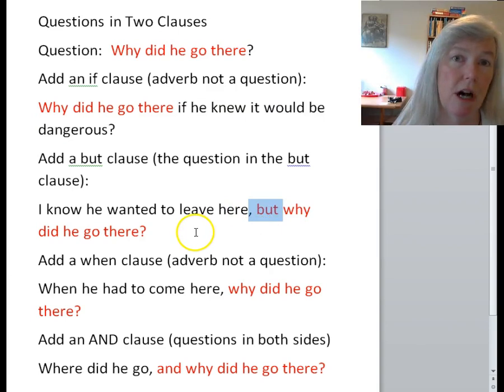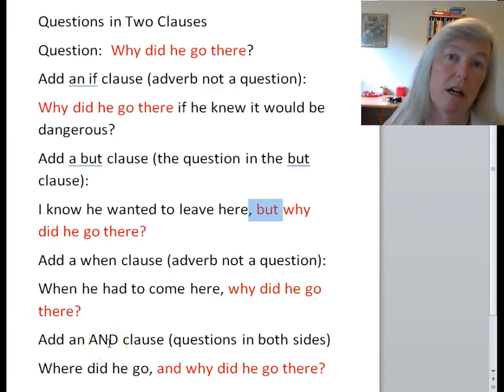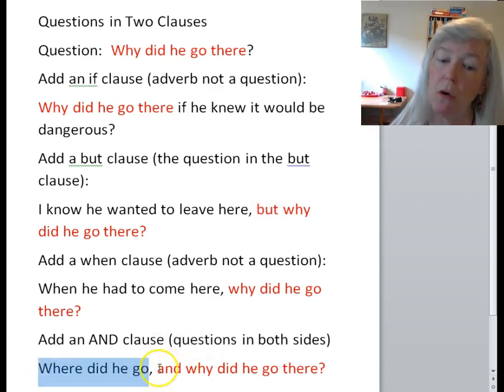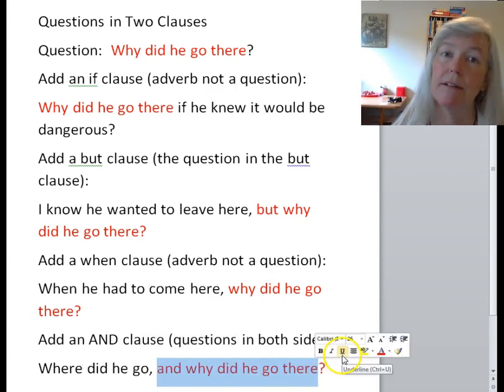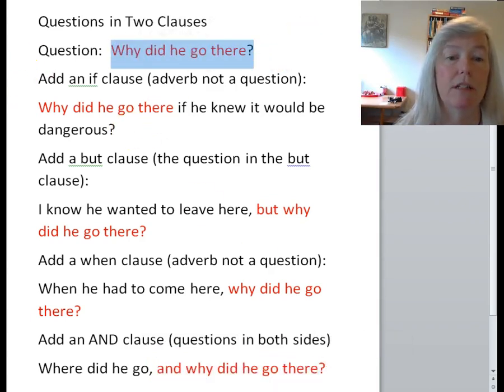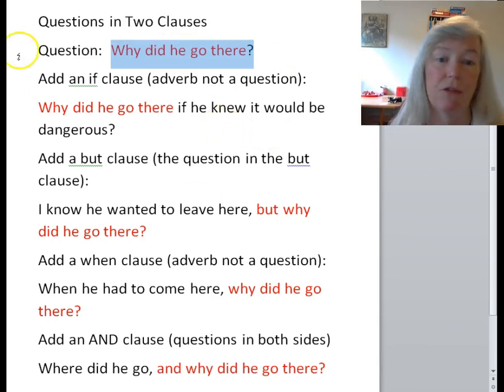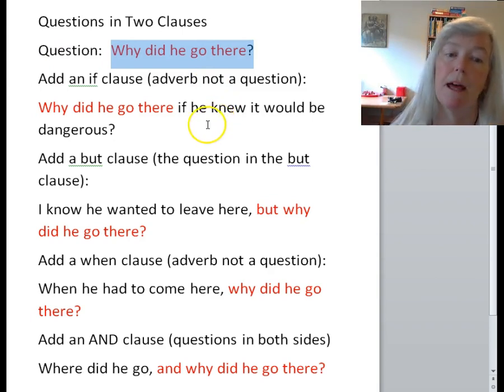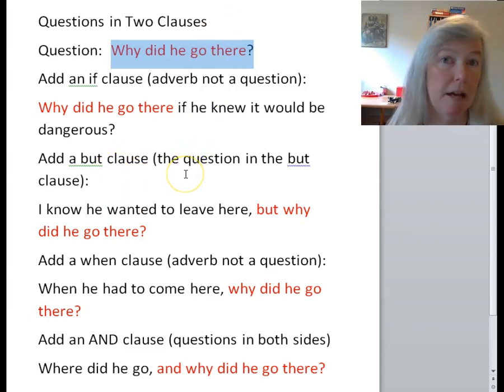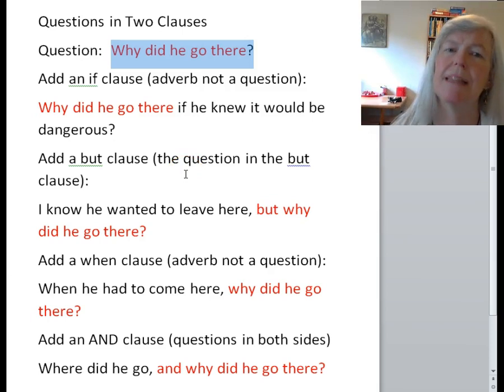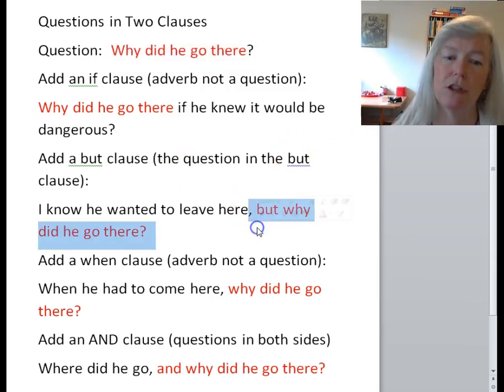Fanboys always have a comma. These are two different kinds of clauses. In an and clause, usually both sides are questions. If one side is a question, usually both sides are questions in an and. So I'm going to add another question here. Where did he go? And why did he go there? So this why did he go there is a question. I can add an adverb clause before or after that question. The adverb clause is not a question itself.